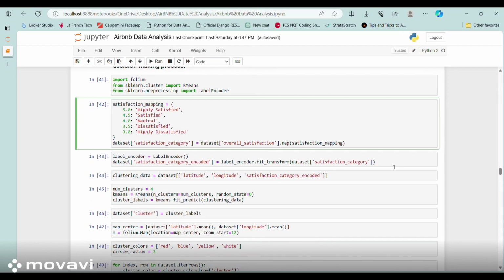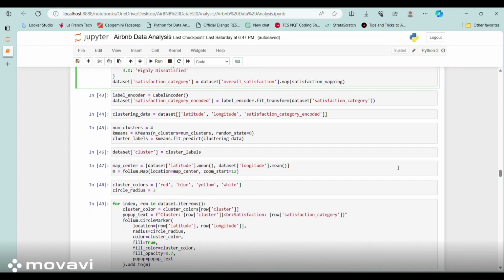Now we are setting the stage for our clustering analysis. We have chosen four clusters to group our listings. Each cluster might represent a different kind of neighborhood or area. The colors for each cluster are red, blue, yellow, and white. We are using Folium to create an interactive map that's centered on the mean latitude and longitude of our listings.